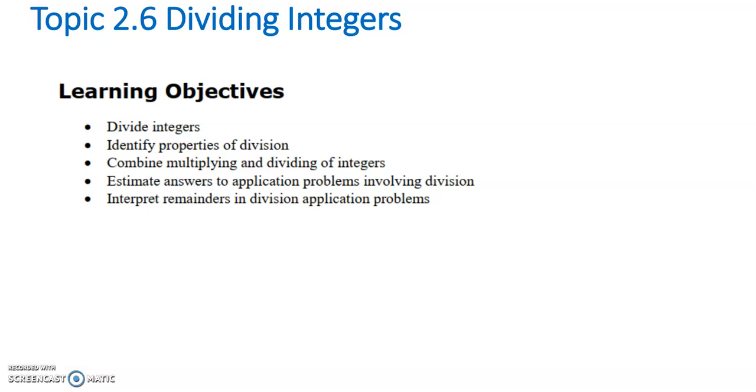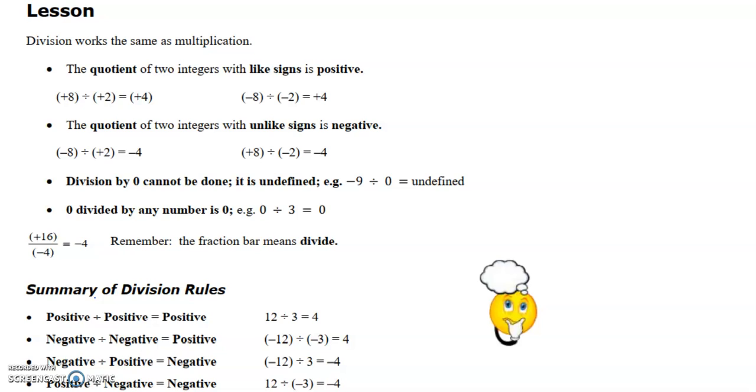Hello, this lesson topic 2.6 is on dividing integers. We're not going to do all of these objectives in this lesson. This is for quite a few lessons down the road with division as well. We're going to mainly look at dividing integers and some of the properties or rules of division. And we're going to see today that dividing and multiplying follow the same rules. So division works the same way as multiplication.